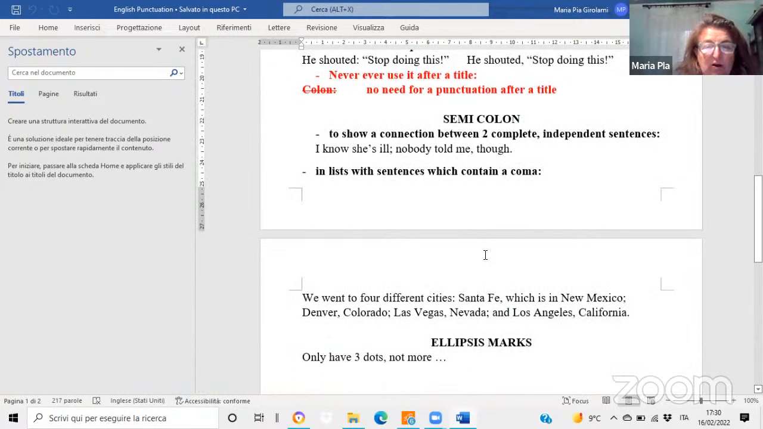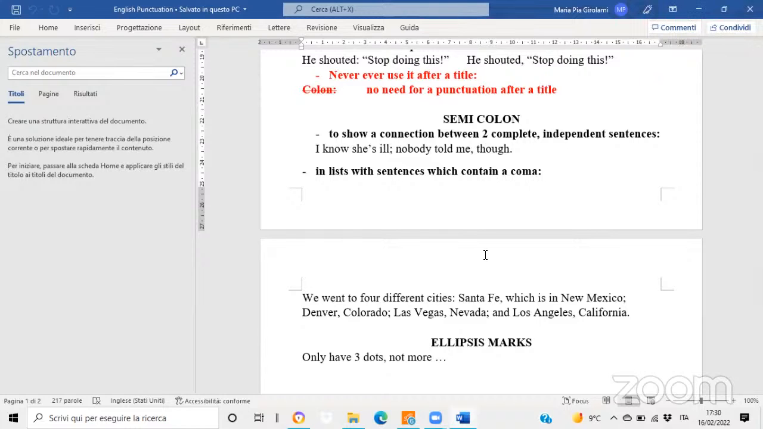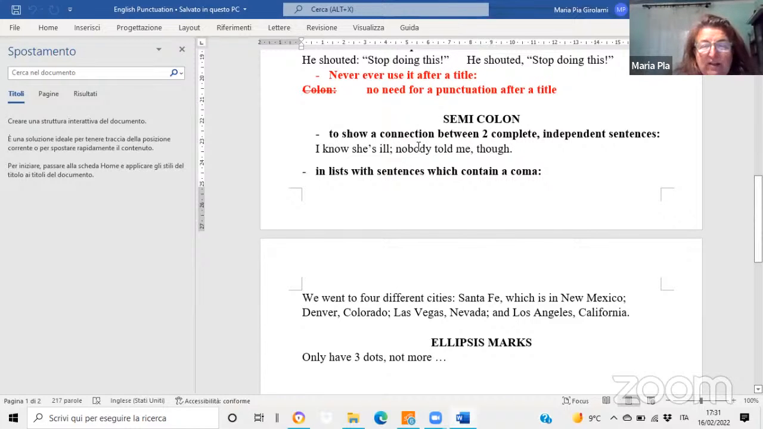And finally, semicolon. What are the semicolons? Punto e virgola. Punto e virgola, well done. To show a connection between two sentences, complete and independent sentences. For example, I know she's ill. Nobody told me though. Okay, these are two complete sentences. I know she's ill. Nobody told me, but they are connected. Ok, lo so che è ammalata, anche se nessuno me l'ha detto. So, semicolon.